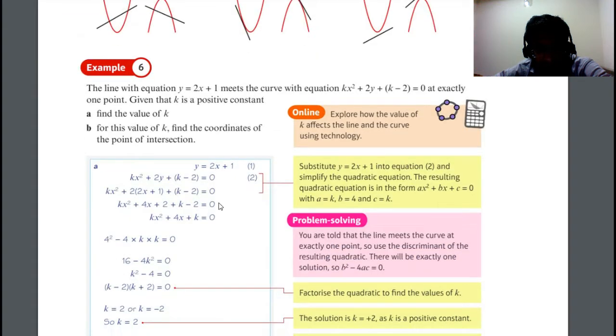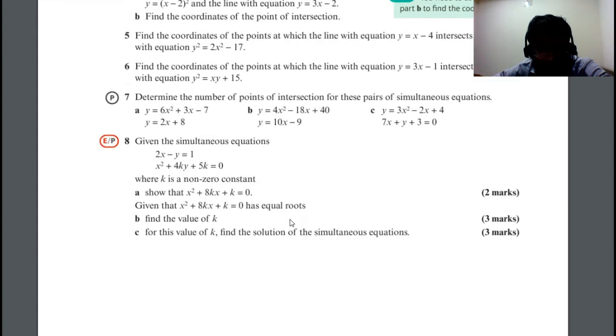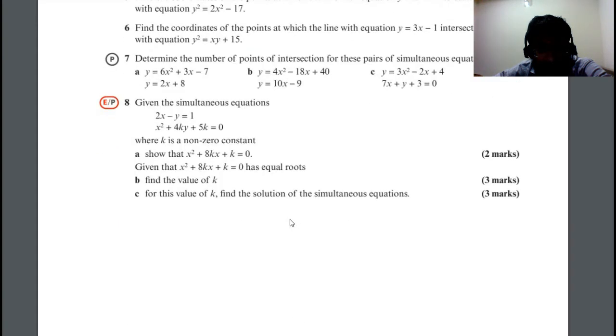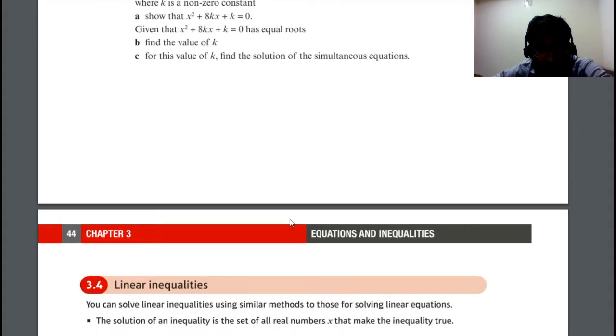Straight line equations, I think you're already clear that we can get the equation in two forms. One is y equals mx plus c if we have the y-intercept, and if we don't have the y-intercept, we can find it using the formula y minus y1 is equal to m times x minus x1. Okay, given the simultaneous equation, k non-zero constant, find the value of k.